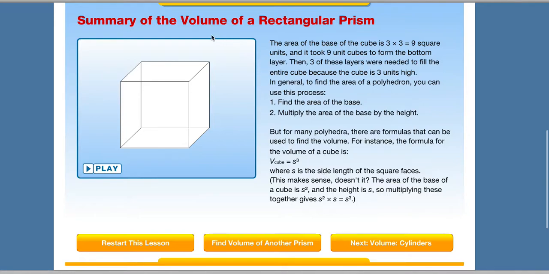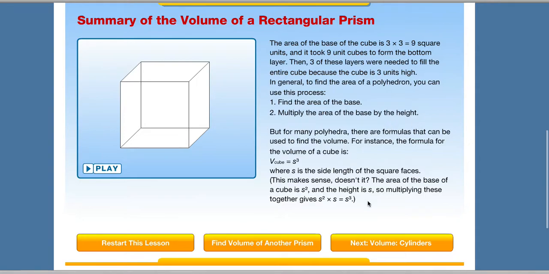So the summary of volume of a rectangular prism. The area of the base of the cube is 9 square units, and it took 9 unit cubes to form the bottom layer. Three of these layers were needed to fill the entire cube because the cube is 3 units high. In general, to find the volume of the cube, you can use this process: find the area of the base and multiply the area of the base by the height.